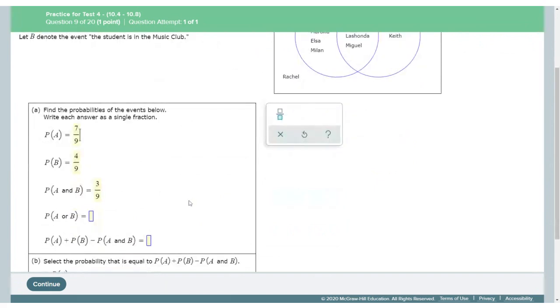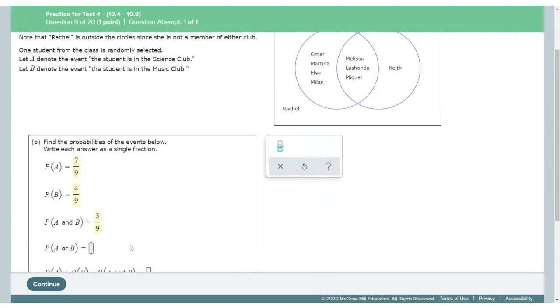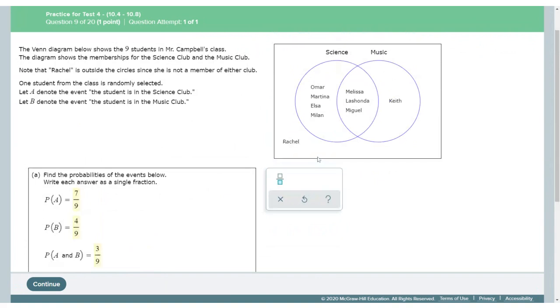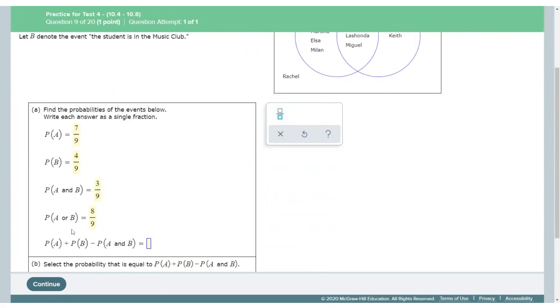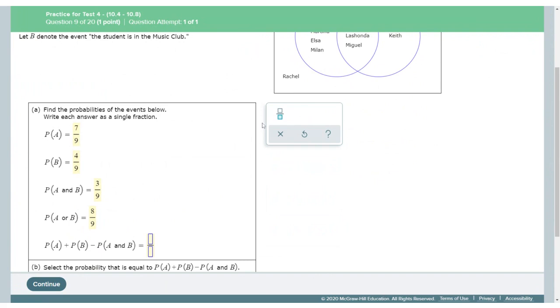Now, we can do this 2 ways. We can go and count all of these, 1, 2, 3, 4, 5, 6, 7, 8. Or we can just count them, or we can use the formula. 7 ninths plus 4 ninths. And the way we would have done it in chapter 2 is we would just be using the numerators. 7 plus 4, which is 11, minus 3 gives us 8. So either way gets us to the same spot.